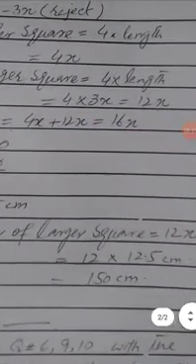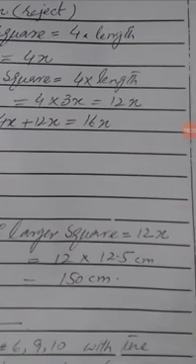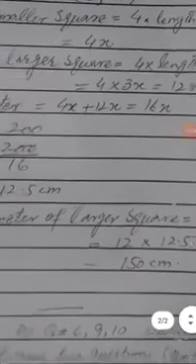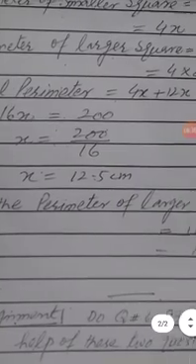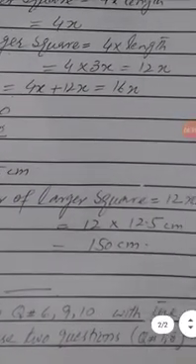So the perimeter of the larger square, which is 12x, we will put the value of x, 12 multiplied by 12.5. 12.5 is the value of x. When you multiply it, the answer will come 150. So this is the perimeter of the larger square, which is 150 centimeter.